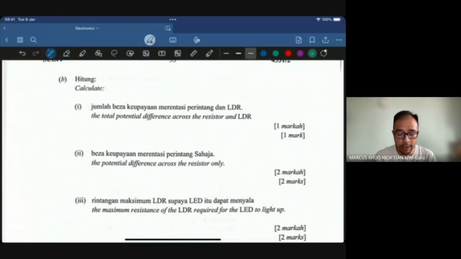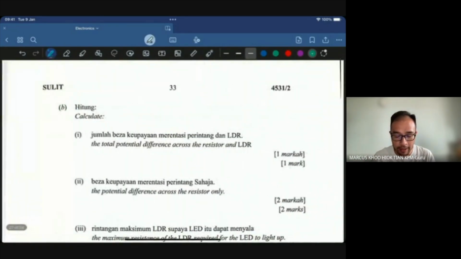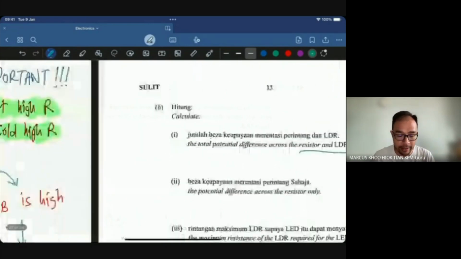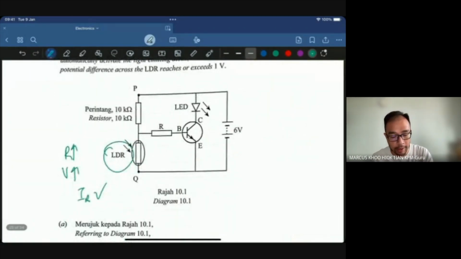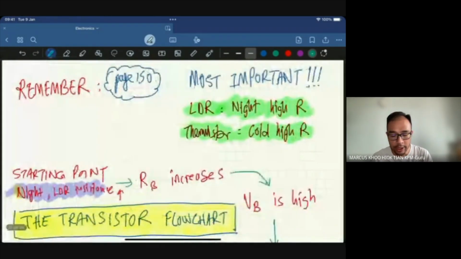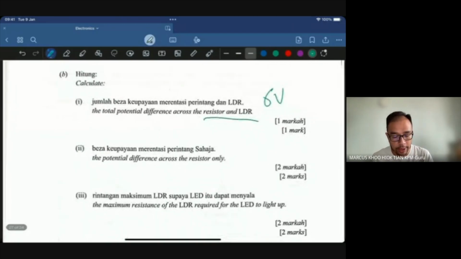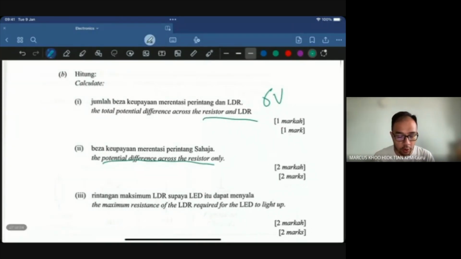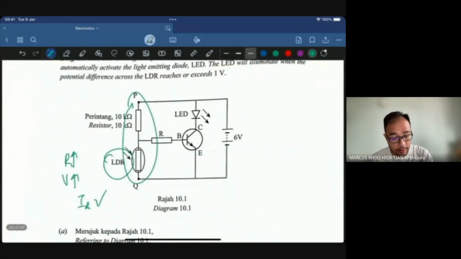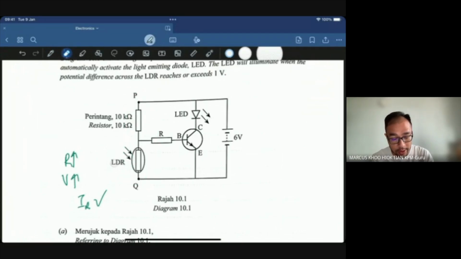Calculate the potential difference. We've seen this question again and again, but let's try. Across the resistor and the LDR, which means the whole thing. There's no calculation over here. If you're provided 6 volts, this answer is 6 volts. Okay, potential difference across the resistor only. Let's take a look.